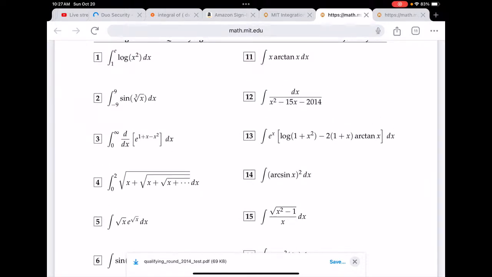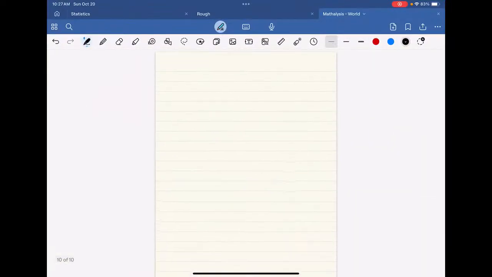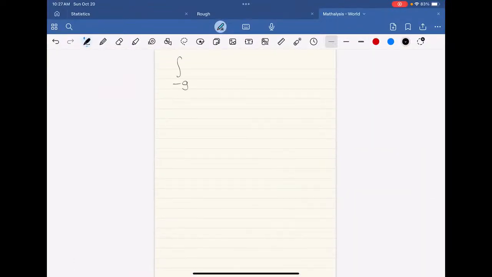Now next is the integral from minus 9 to 9 of sine of cube root of x dx. Integral from minus 9 to 9 of sine of cube root of x dx.